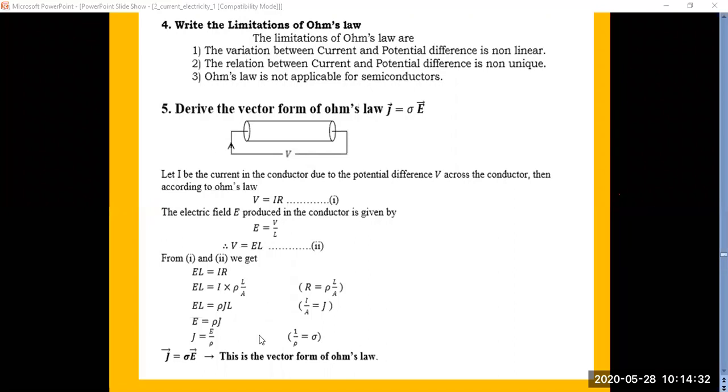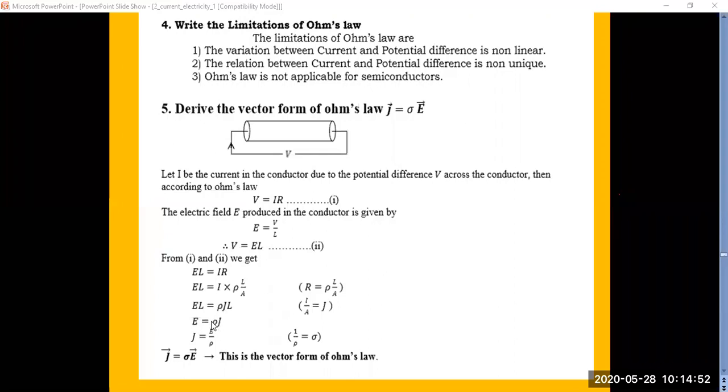We have one more substitution. 1 divided by rho will be equal to this formula sigma. So what we will write here is the L here and L here will get cancelled. So this L and L will get cancelled. We will get E is equal to rho into J.